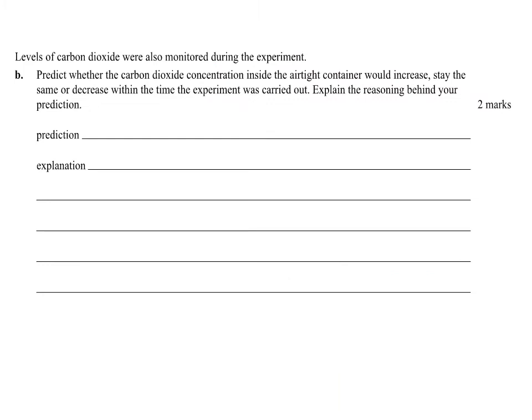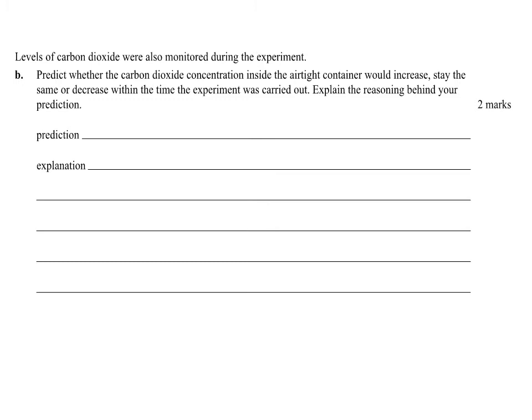This is still the same question here, so take a minute to read through this part of the question and then we'll discuss it. Okay, so this is now bringing in an extra component saying that carbon dioxide was also monitored during the experiment and to predict what would happen to carbon dioxide levels during that. So 2 marks, 1 mark is going to be for the correct prediction and 1 mark for the explanation.